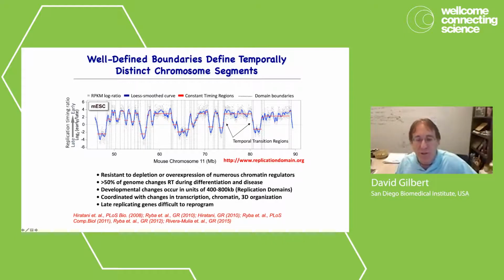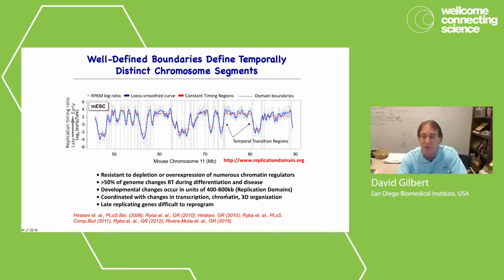But as soon as we differentiate stem cells into different cell types, there is a massive reorganization of replication timing. And overall, in all the cell types we've looked at, about half of the genome changes during differentiation or during disease. And these changes occur in units of 400 to 800 kb. So just as an example, if you look at this large early replicating domain, parts of this will be found to replicate late in other cell types and switch back to early. And always these units have the same boundaries in different cell types when they switch, and they're always in this range of 400 to 800 kb.